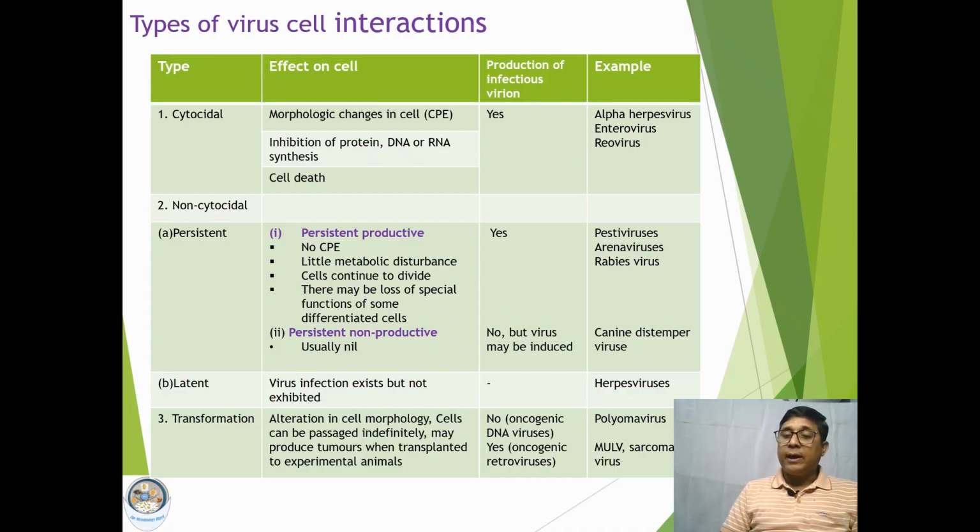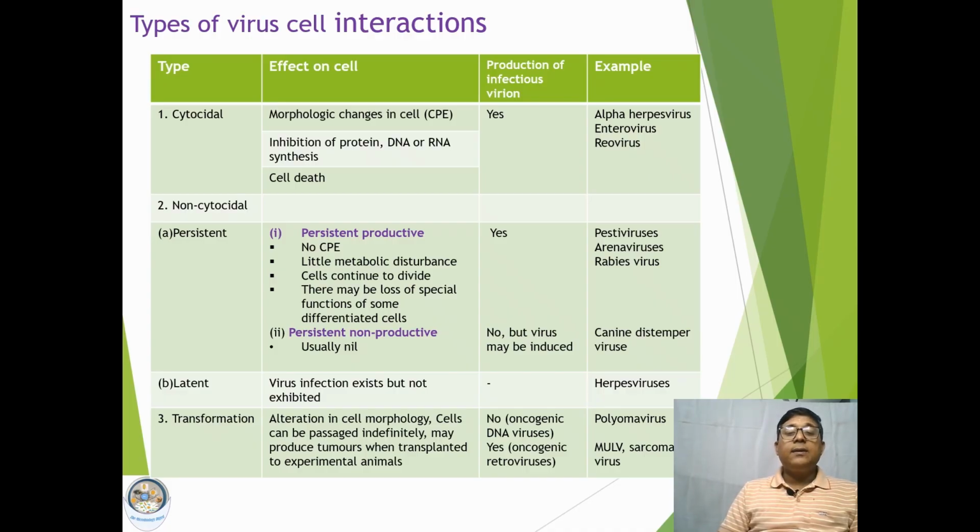There are many viruses which undergo this type of interaction, for example alpha herpesvirus, enterovirus, reovirus. These viruses show a cytocidal type of interaction with the cell. The second type of virus-cell interaction is the non-cytocidal type, meaning there will be no lysis of the cell. Non-cytocidal interaction may again be of two types. The first is the persistent type of interaction.